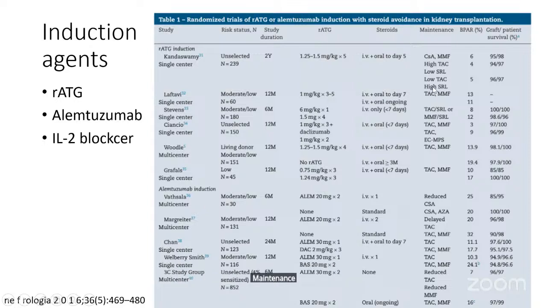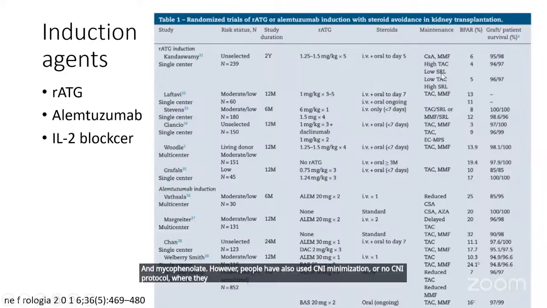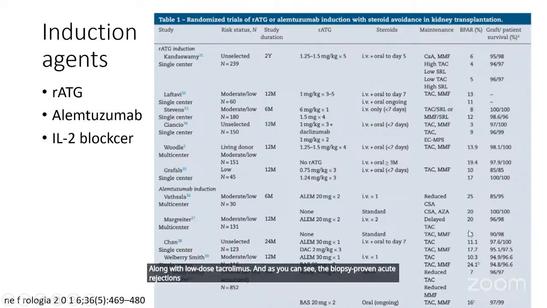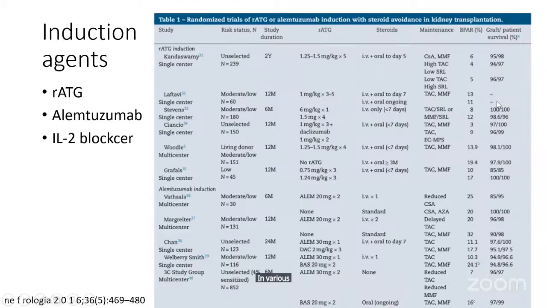Maintenance immunosuppression is mainly based on one of the CNIs and mycophenolate. However, people have also used CNI minimization or no-CNI protocols, where they have used sirolimus, low-dose sirolimus, along with low-dose tacrolimus. And as you can see, the biopsy-proven acute rejections are not that high, and the graft survival or outcome in various single as well as multi-center studies is not that bad.